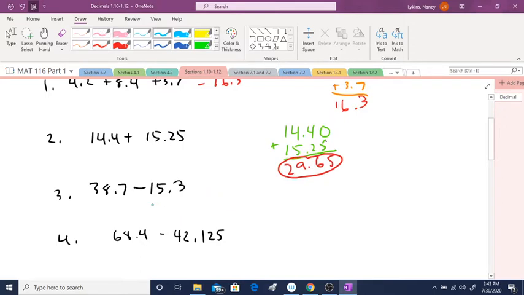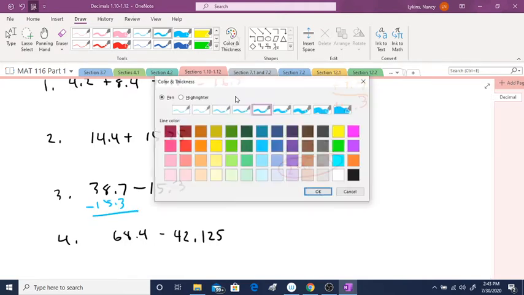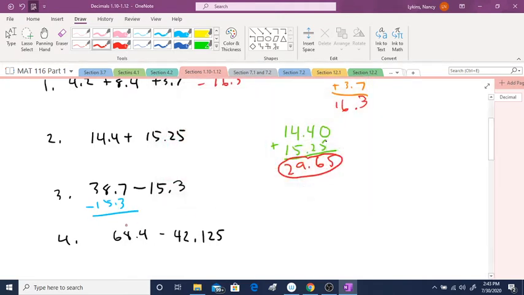Now just to save some space, when you're subtracting, subtract 15.3 from that. And I've got a 4. I don't have to carry anything. 8 subtract 5 is 3. And then a 2. That's my answer, 23.4.